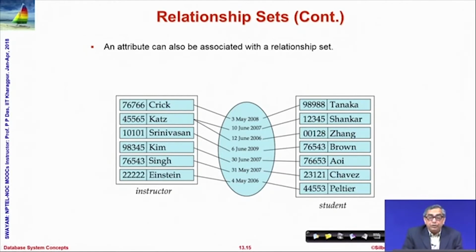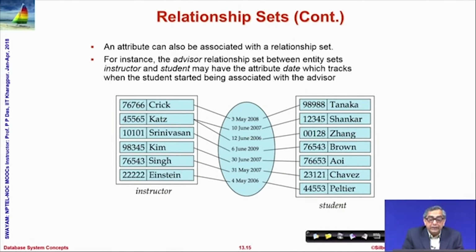A relationship also, like the entity sets, can have some additional attributes. For example, when I say that Crick advises Tanaka, I may associate a date type attribute, say 3rd May 2008, to mean when this process of Crick advising Tanaka started. It can be some other attribute also. All that I am trying to highlight is that attributes can be assigned to relationships as well.